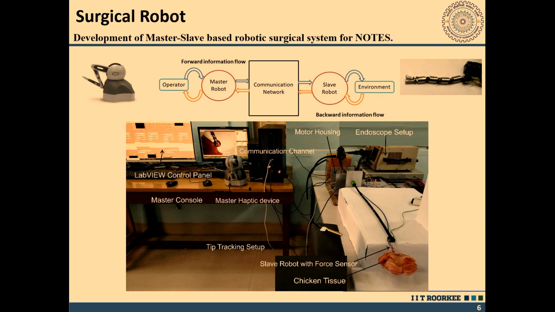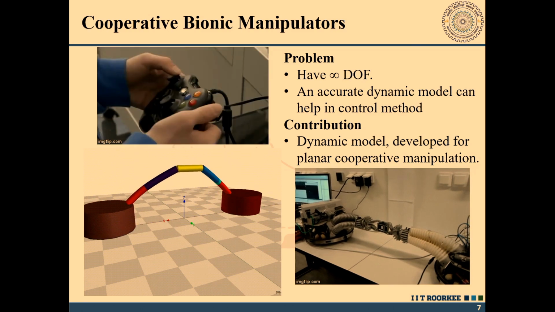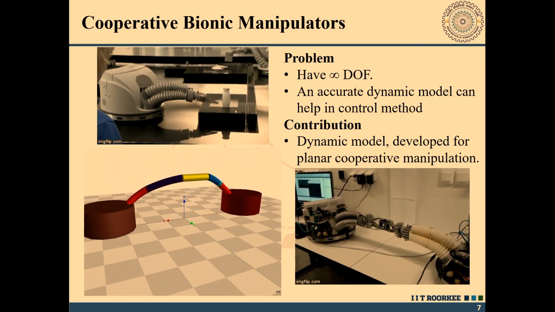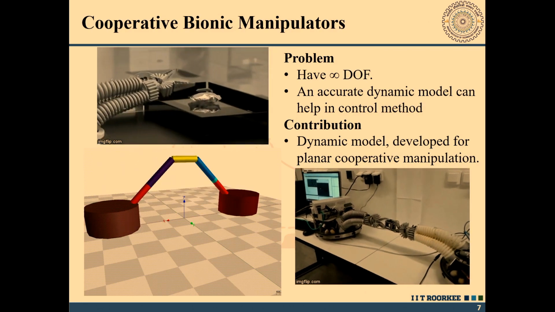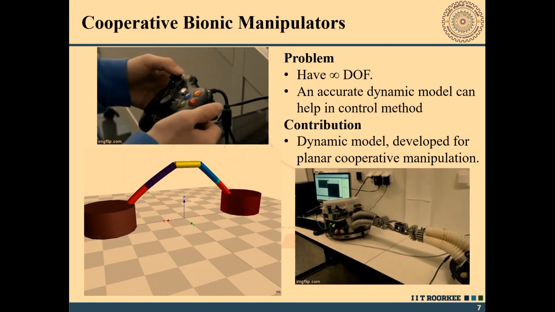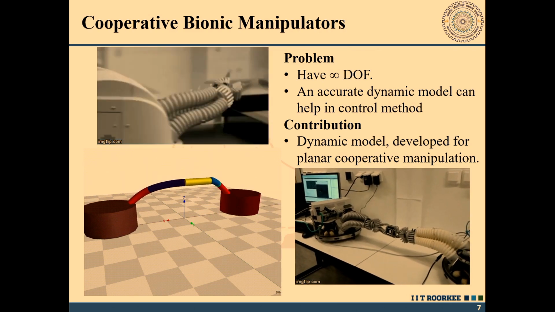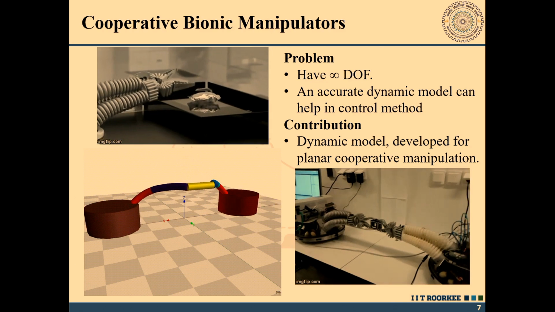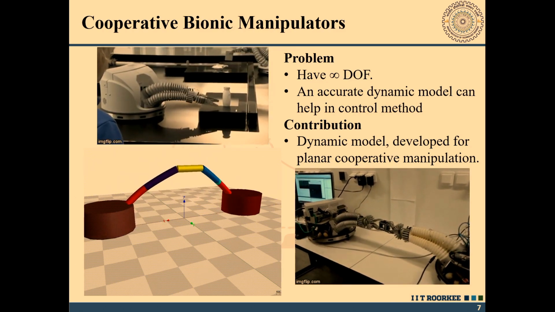My PhD student completed this work where we tested the miniature robot on a chicken tissue. This is the work which we did with the University of Lille in France on the bionic manipulator, because these are basically continuous manipulators which have infinite degrees of freedom, and an accurate dynamic model can help in the control methods basically. So, we try to create a dynamic model as accurate as it can be for that purpose.